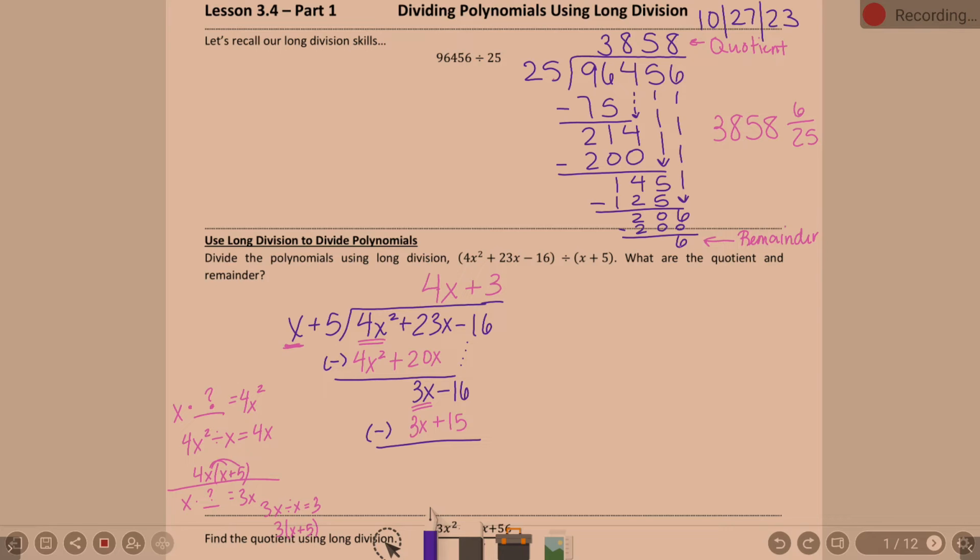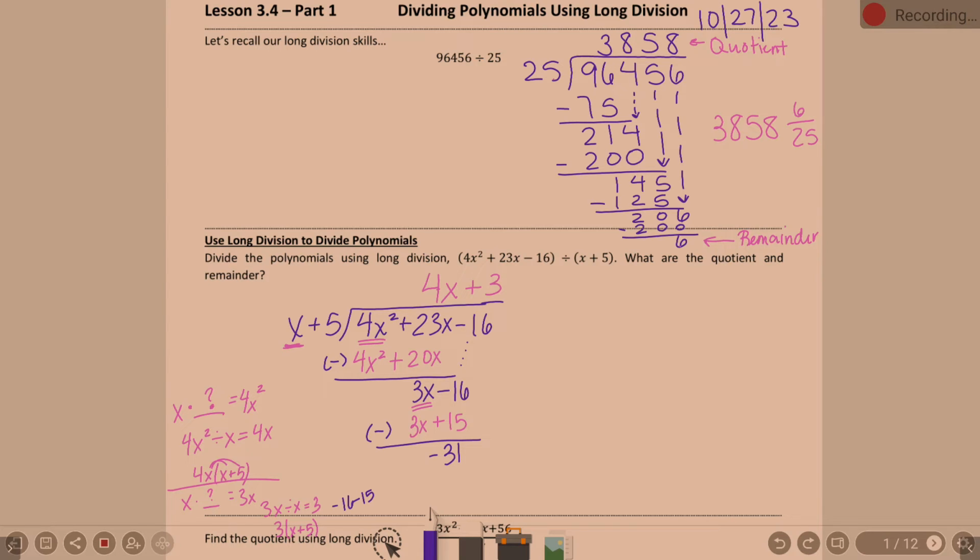Negative 16 minus 15. Negative 31, because we are subtracting, right? So you have to think of this as negative 16 minus 15, because this is not adding, this is subtracting. That's how long division works. So that is a negative 31.